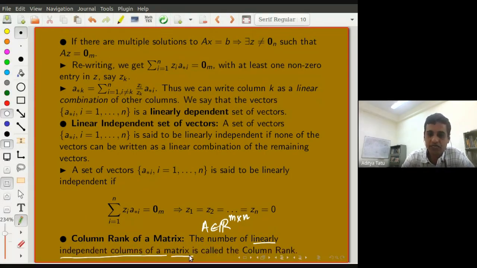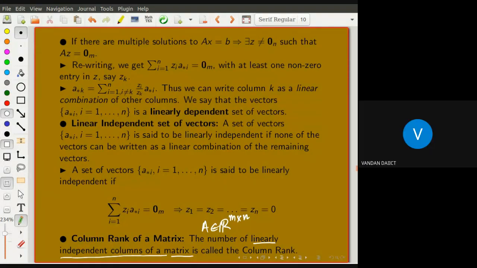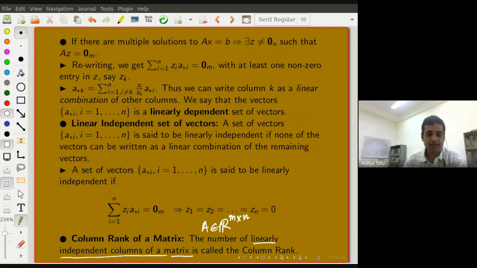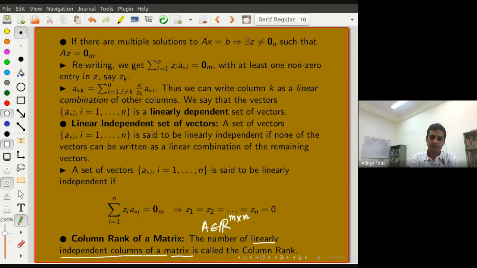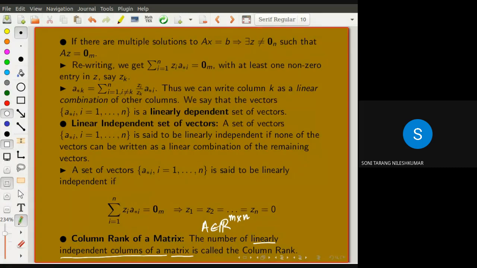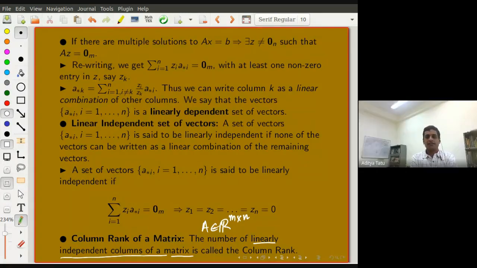Okay, I hope the definition is clear. Yes, sir. Sir, I am having a doubt. Go ahead, Tarak. Sir, here for us, a vector is also a column matrix, right, sir? Yes, yes. I'm always assuming any vector is written as a column matrix.